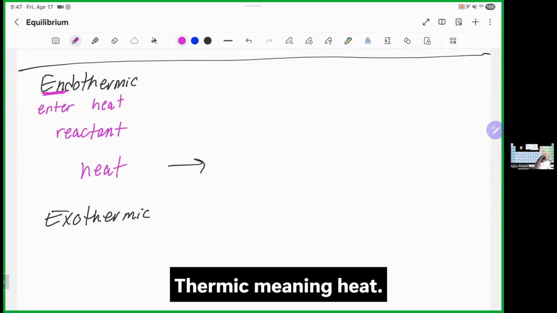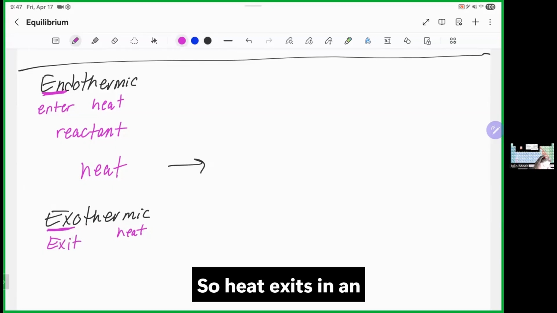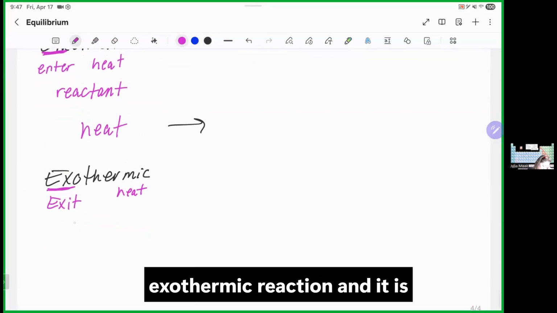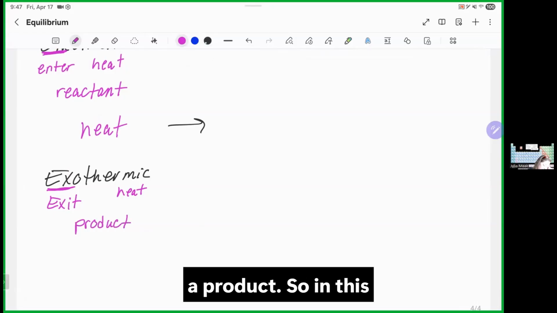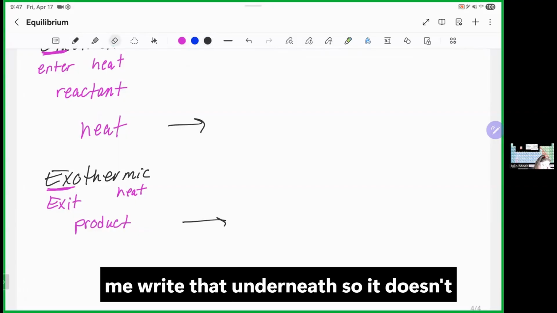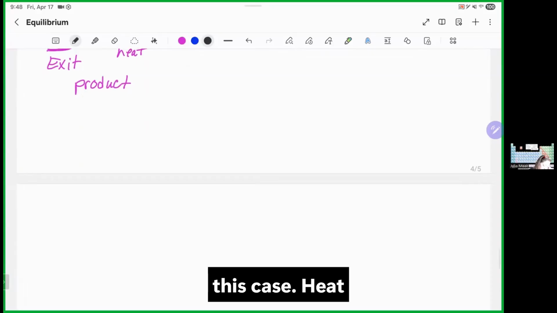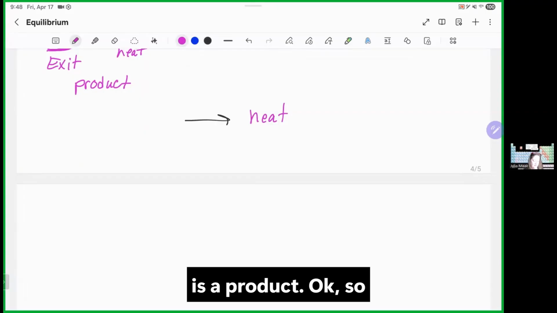Thermic meaning heat. Exo, exit. So heat exits in an exothermic reaction and it is a product. So in this case, let me write that underneath so it doesn't get confused in the same thing. So in this case, heat is a product. Okay.